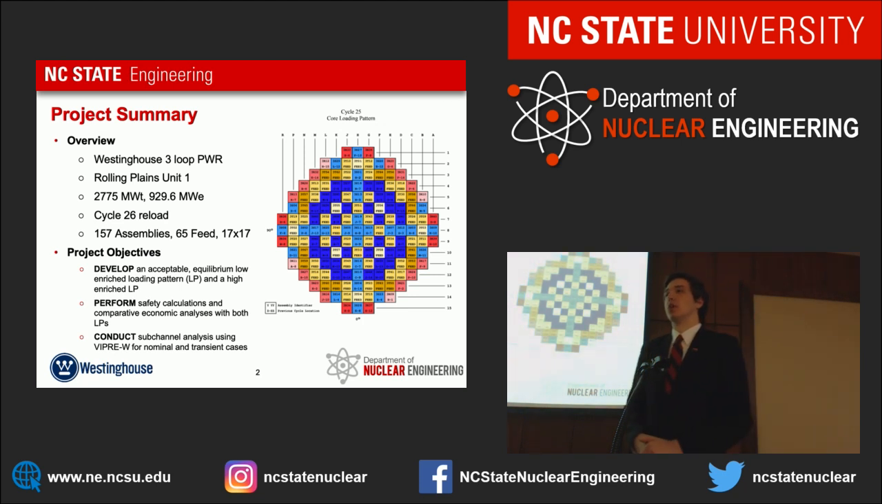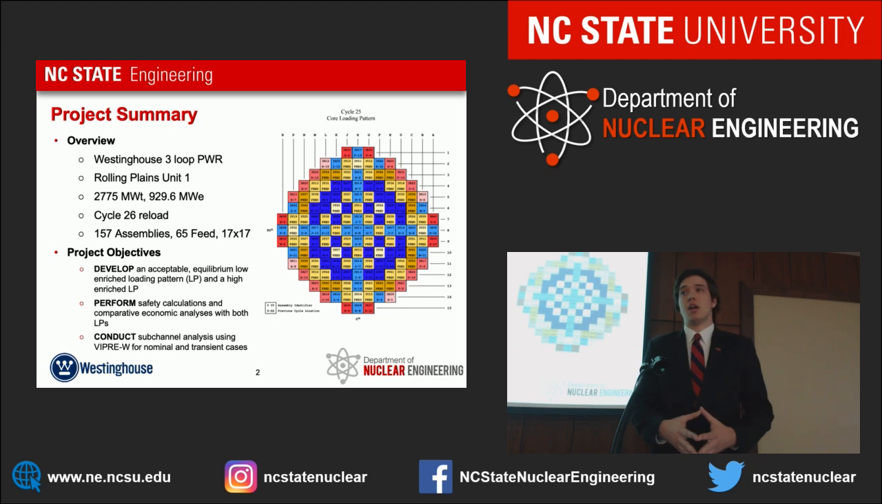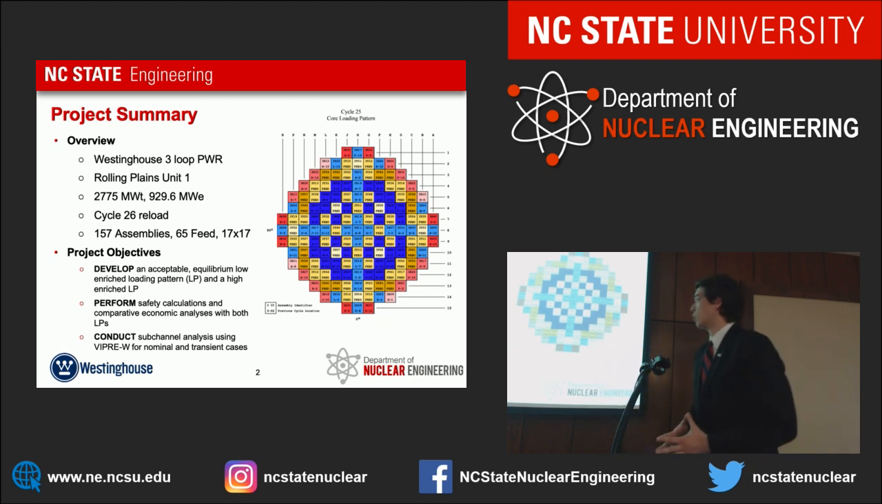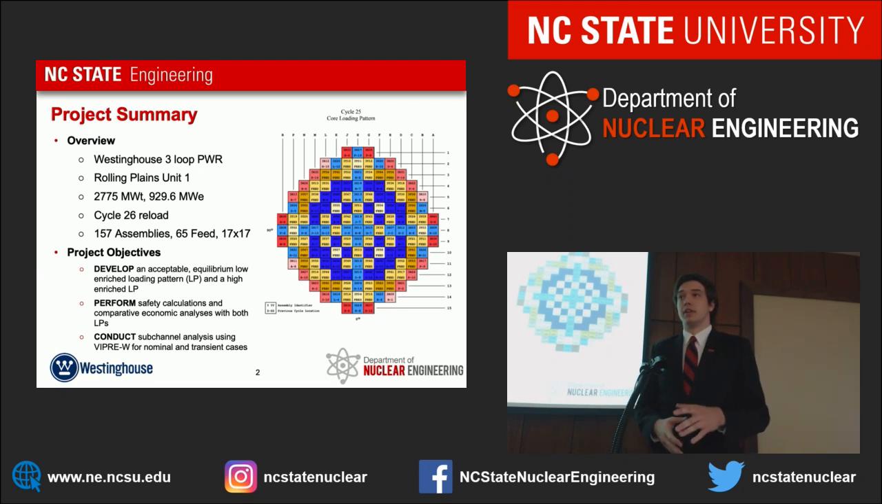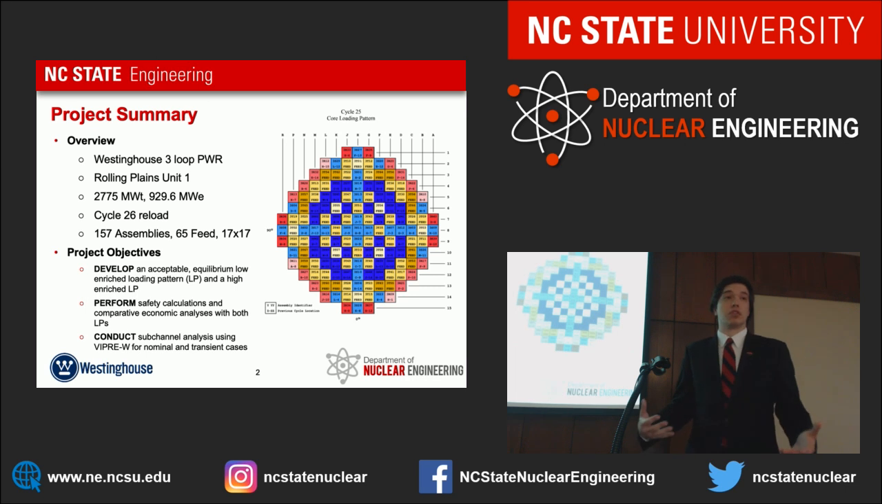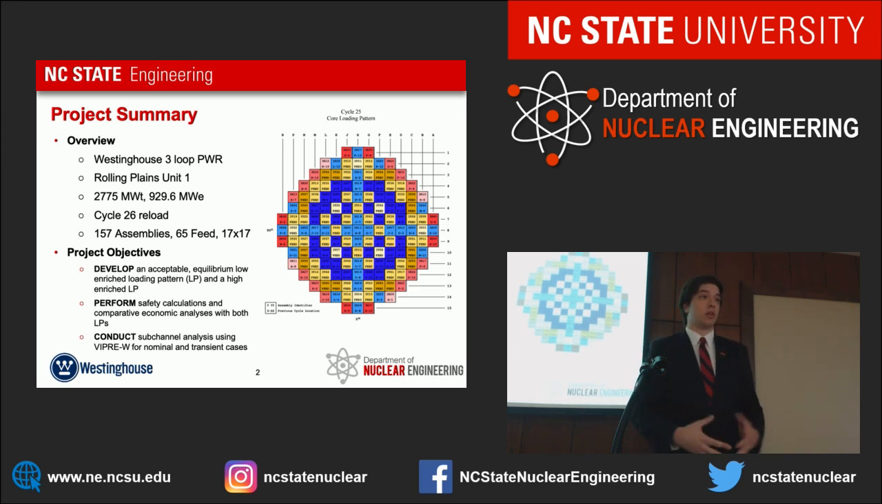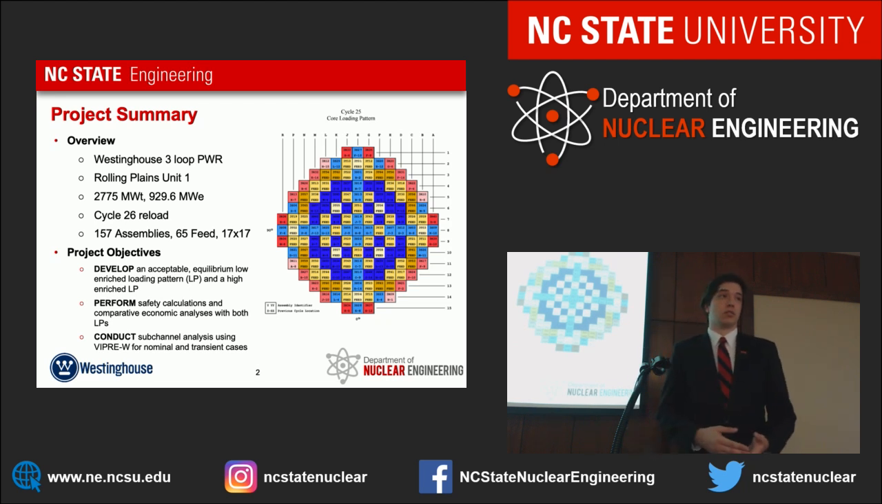The focus of our project is really to take a typical reload that is done for three-loop PWRs for Westinghouse and match a design that typically goes on from Westinghouse. This is a core design for cycle 25 of our placeholder power plant called Rolling Plains 1, which is a placeholder for a real plant in the current fleet. Cycle 25 was our guideline for our first goal, which is to create another reload pattern, cycle 26, that meets all the safety requirements and all the operational requirements.